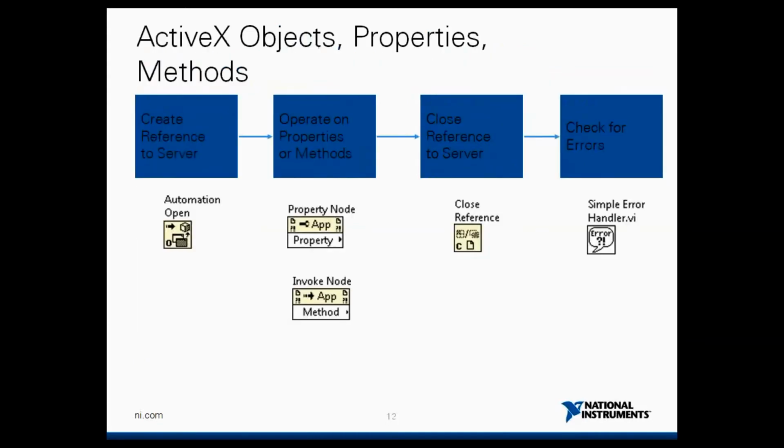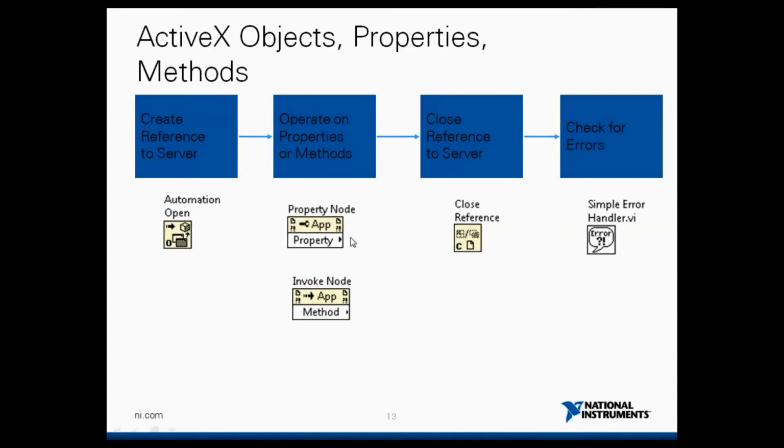So this is how you build an ActiveX program. You have these automation VIs which are present in the connectivity palette. First of all, you have to open a session with an ActiveX platform. So you have to use this VI called automation open. You create a reference to that application, be it Excel, be it PowerPoint, whatever. You have to open a reference to that.